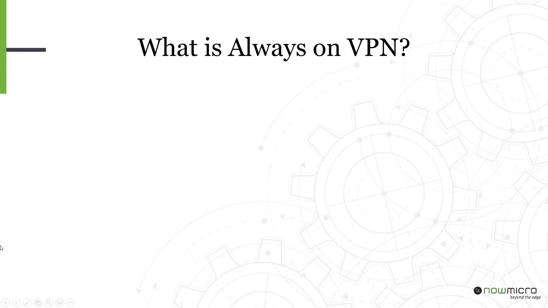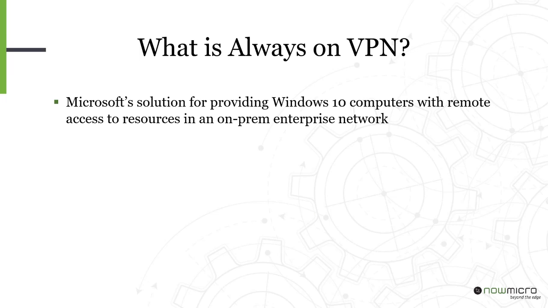So jumping into it, the first question we should ask is, what exactly is Always On VPN? Always On VPN is Microsoft's solution for providing Windows 10 computers with remote access to resources in an on-prem enterprise network, which basically means it's a VPN. It's used to provide clients with access to resources that they can't get in the cloud or at home.